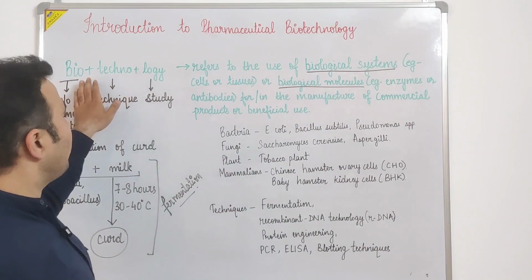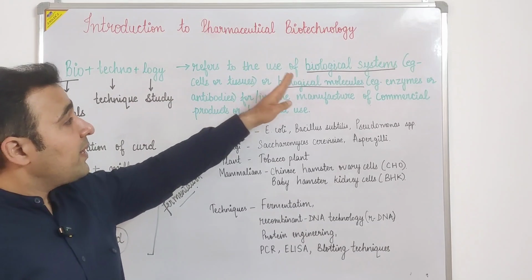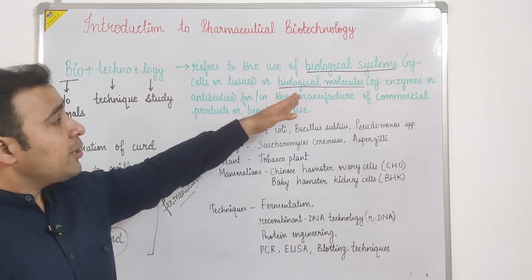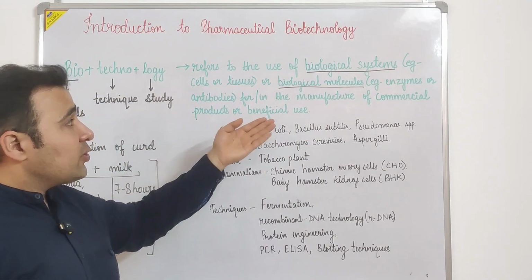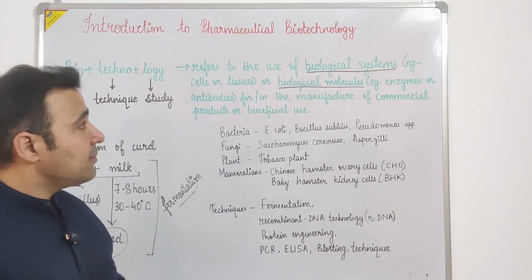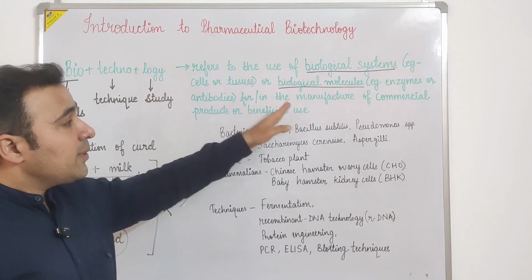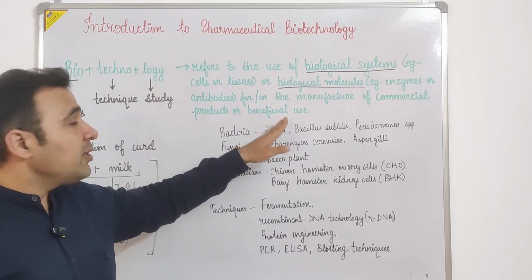Now, see the definition of biotechnology as per your textbooks. So, it refers to the use of biological systems, for example, either cells or tissues, or any biological molecules. Biological molecules here means any biological molecule which has been produced by a living organism, for example, enzymes or antibodies, for or in the manufacture of commercial products, or you can say for some beneficial use.